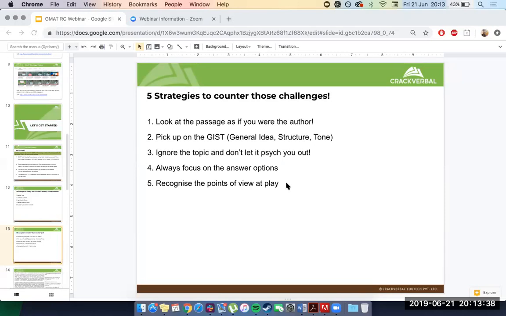So remember to look at the passage as if you are the author writing it and you have a purpose. Ask yourself, why has the author written this? If I were the author and I wrote this sentence, what am I trying to tell the audience? What is my intention behind writing this sentence, not what I wrote in the sentence itself? That's something you want to focus on.